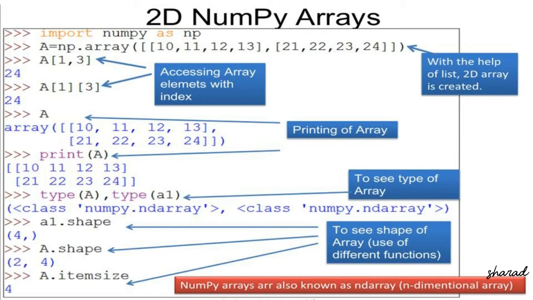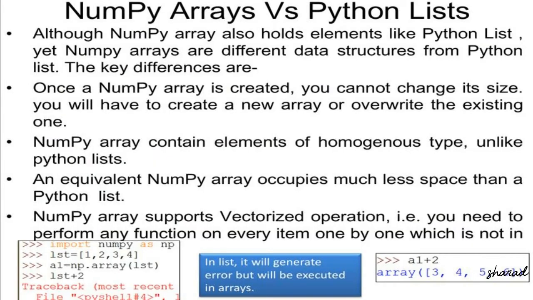Now what is the difference between NumPy arrays versus Python list? As you know that we have created a NumPy array using the list. Once a NumPy array is created, we cannot change its size. In that case, you will have to create a new array or you have to override the existing one. A NumPy array contains elements of homogeneous type, means it contains elements which are of the same type. It cannot contain different types of elements, unlike the list. NumPy arrays occupy less space than Python list, and in NumPy array we can perform vectorized operations, we can add two arrays, we can subtract two arrays, we can concatenate two arrays, but in list we cannot perform vectorized operations.